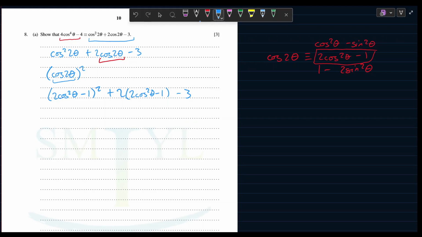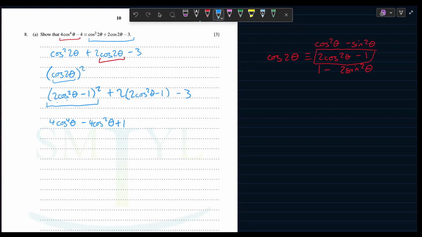All right, so here let's expand. First, square the 2 cos squared theta, so square the 2, that's 4. Square the cos squared, that's cos to the 4. And then 2 times 2 cos squared, that's 4, times minus 1, so minus 4 cos squared. And then square the negative 1, so that's plus 1.